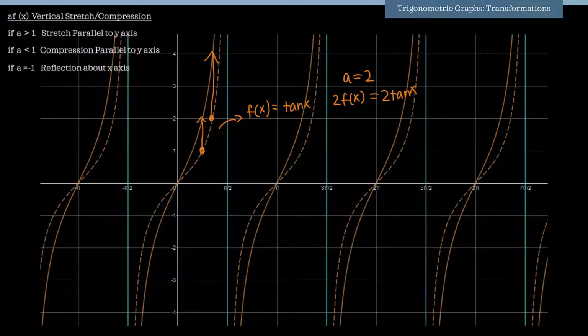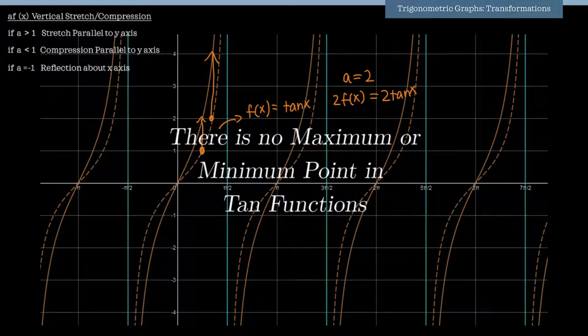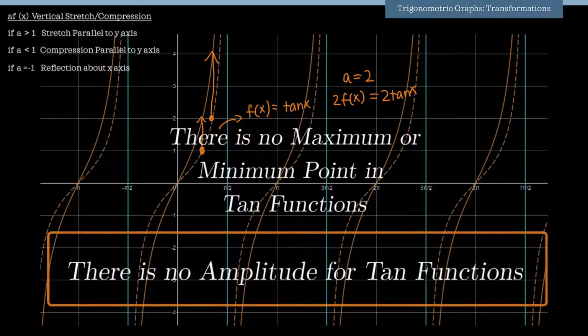Now you can see over here for this graph of 2 tan x, there is no maximum point or no minimum point like there is for sine and cosine functions. And if there is no maximum or minimum point, I cannot find the amplitude. So the point to note over here, for tan functions there is no amplitude, no matter what the coefficient is. Here the coefficient of tan x is 2, but the amplitude is not 2, because there is no maximum or minimum point. So in tan functions there is no amplitude.